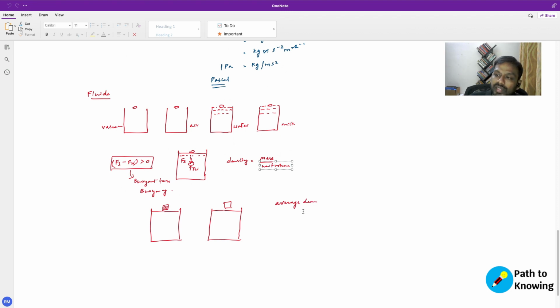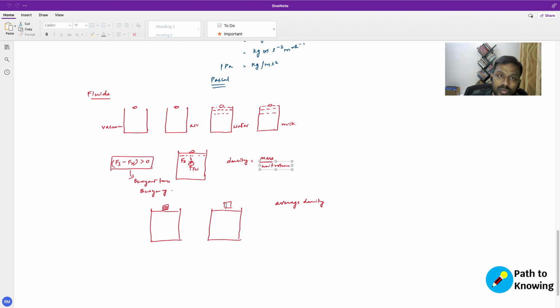The average density of this hollow cube will be far less than the average density of this solid cube, because the solid one is filled with solids. This object is only dense on the edges, but not in the center. This object is dense all throughout. So this overall density is higher, so this will still sink.